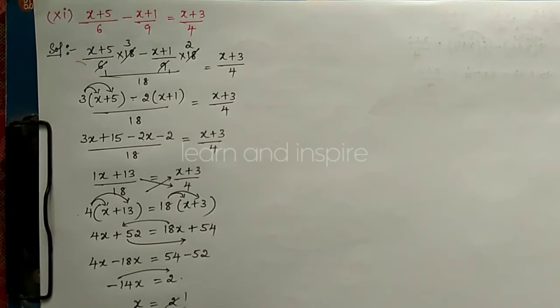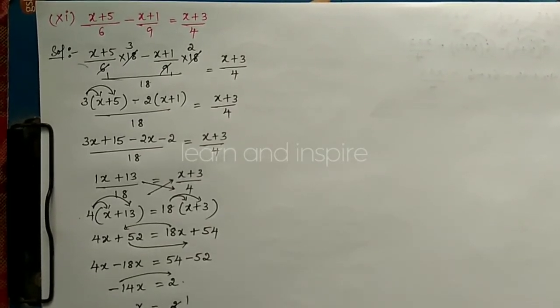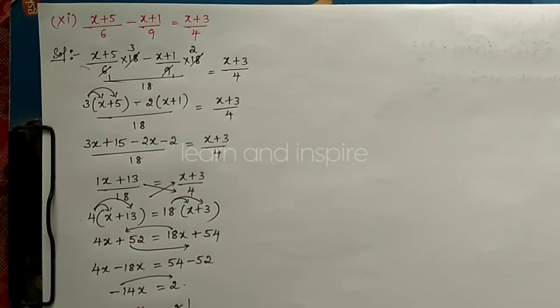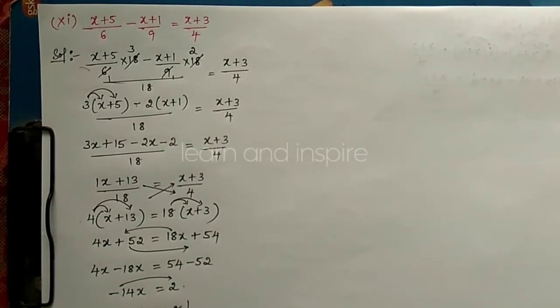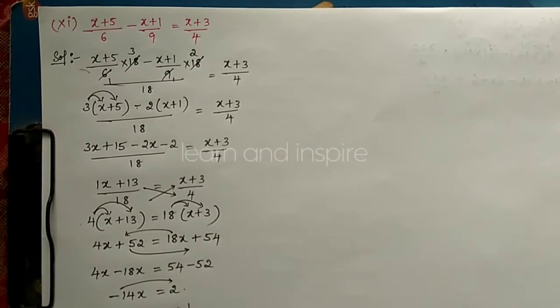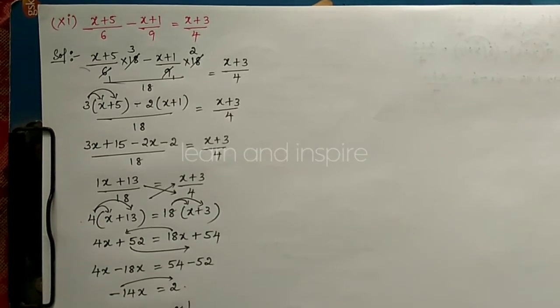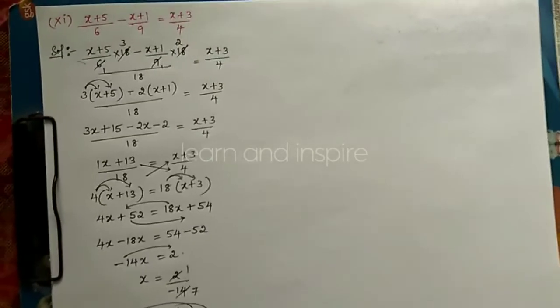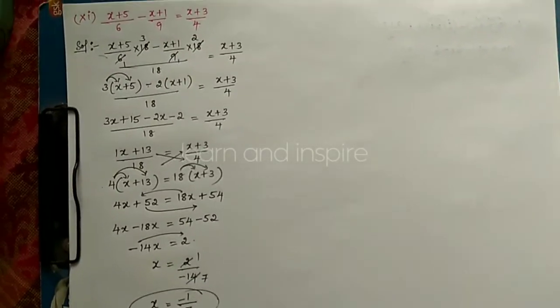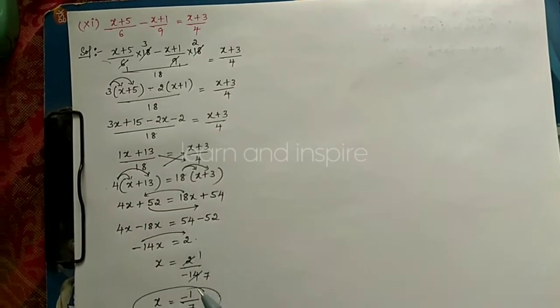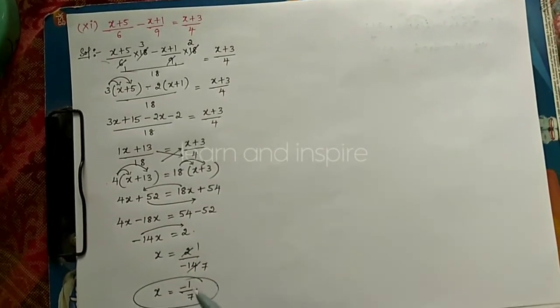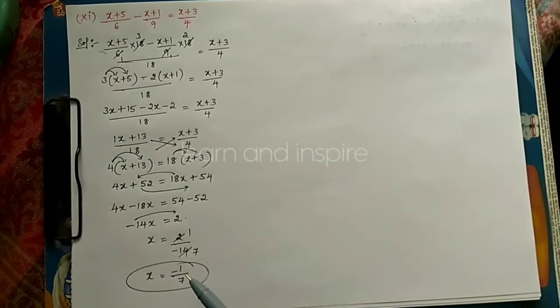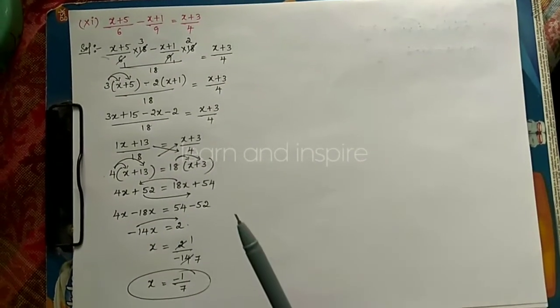Now if I cancel 2 1s are 2, 7s are 14, x is equals to 1 by minus 7 is equals to minus 1 by 7. Okay, both are same. If the negative is on denominator or if the negative is on numerator, both the values are same. Okay, so answer is minus 1 by 7. So this is question number 11. So next we'll see the next problem.